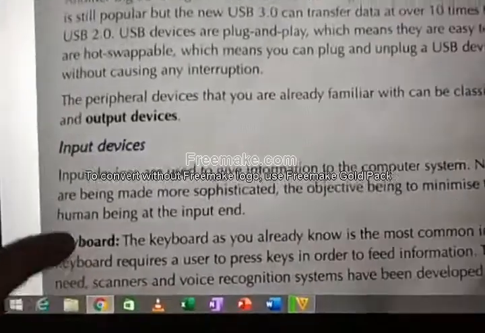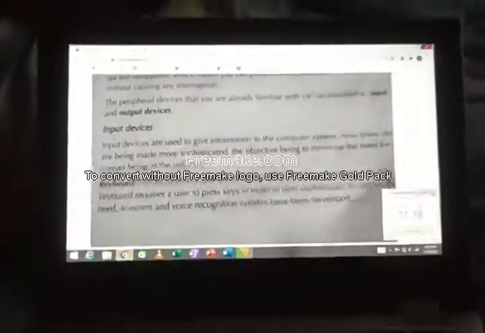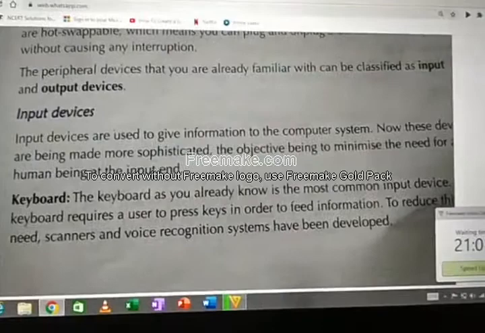Now we are going to see about input devices. Input devices are used to give input to the computer system. What do keyboard and mouse do? They are used to give input to the computer system.